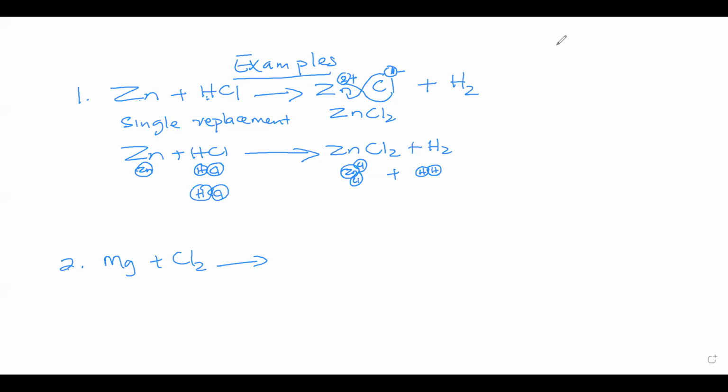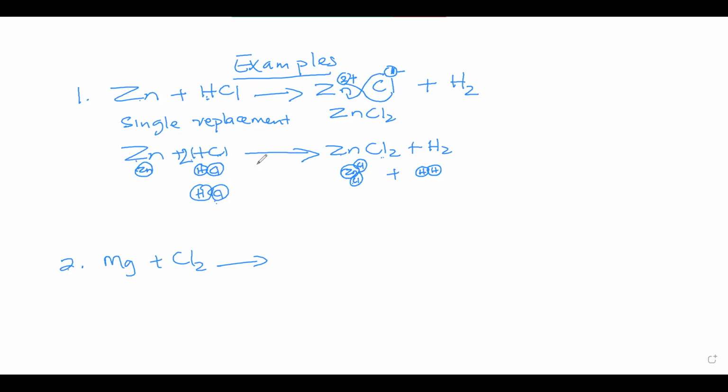To balance this, there are 2 chlorides on one side and 1 on the other. So I add another set of this. So this will be 2 sets here, and then 1 zinc here, 1 zinc here, 2 chlorine, 2 chlorine, then 2 hydrogen, 2 hydrogen. So this is balanced. This was a non-balanced equation. It's single replacement, and it is balanced.